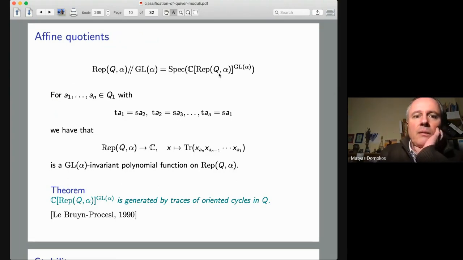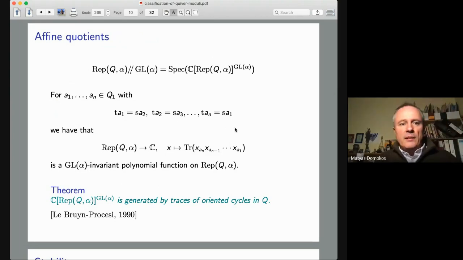and the comorphism of the embedding of the subalgebra of invariants into the full coordinate ring of the representation space gives a morphism from the representation space into this quotient variety, the spectrum of the algebra of invariants. So that's what's called affine quotient.